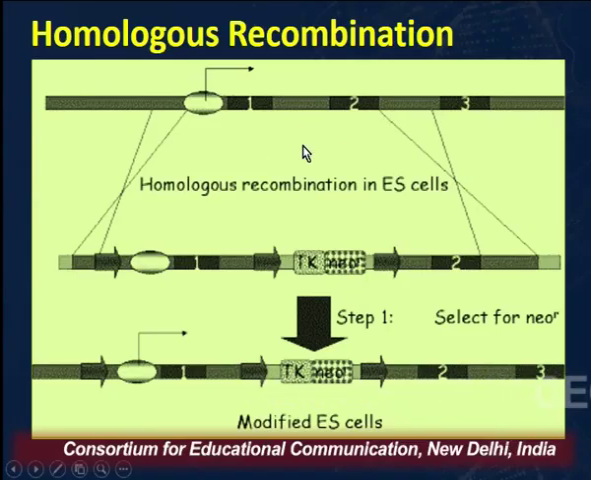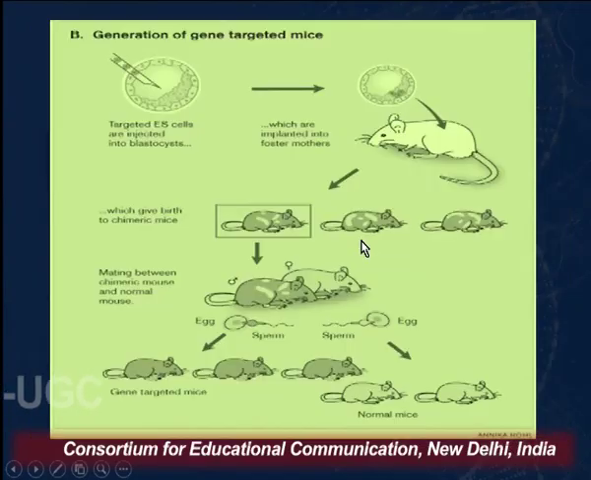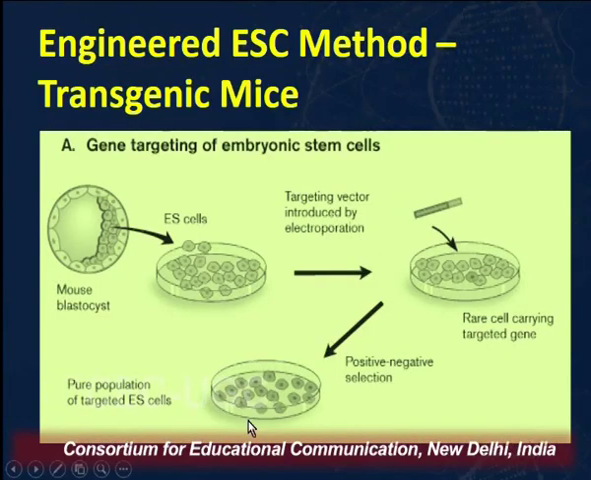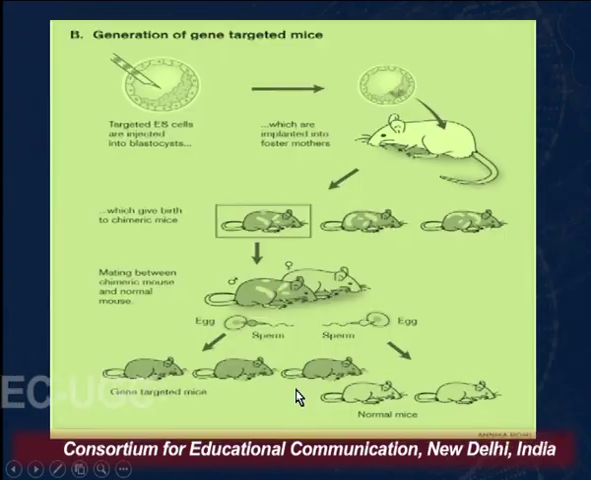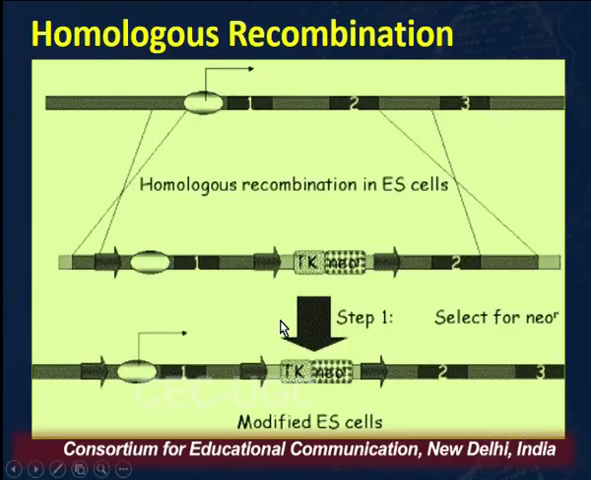The host is neo-sensitive, and as I said, in this particular case, when you do the selection for the stable transgenic embryonic cells, you have a neomycin resistant marker. The embryonic stem cells which are neomycin resistant will be the modified ES cells. So, this is a straightforward thing where the homologous recombination is occurring.